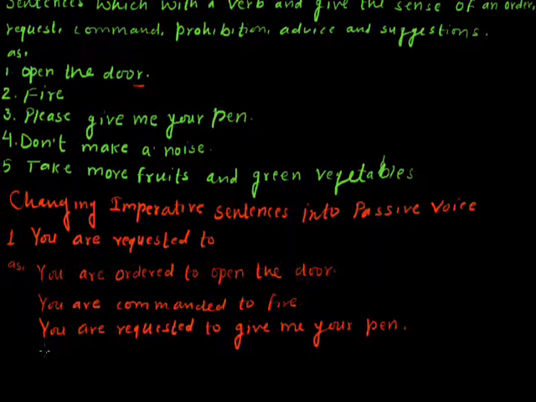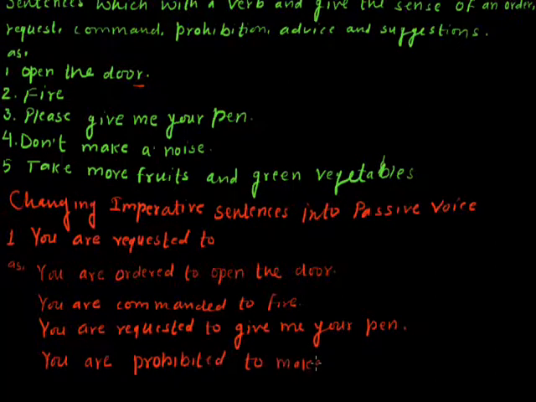Okay, the fourth sentence, don't make a noise, is a kind of prohibition. Okay, so we can write, you are prohibited to make a noise. "Don't" and "never" will be removed when we are making the passive voice of these sentences.